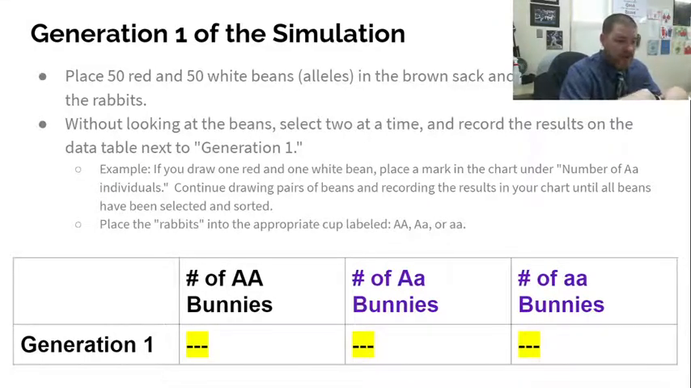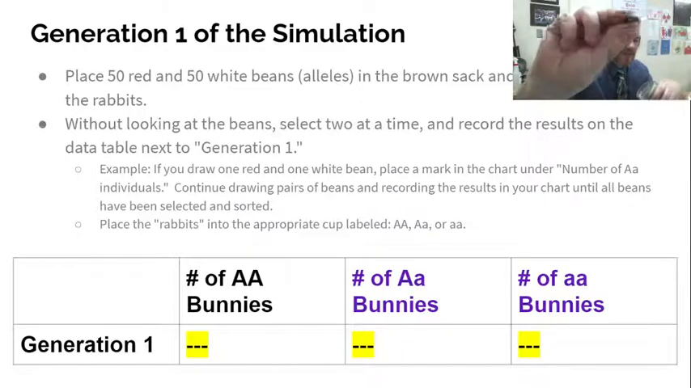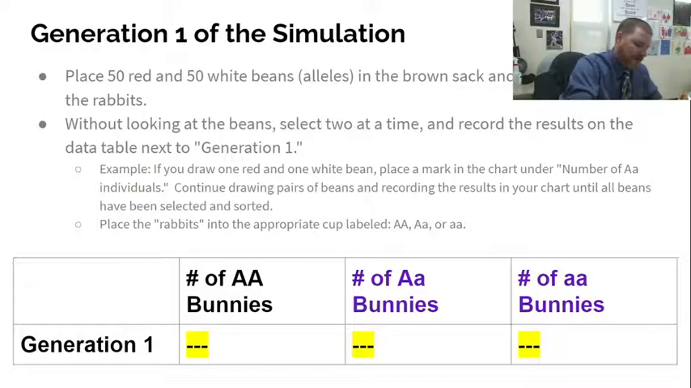Without looking, you're going to draw 2 beans out at a time. So in this case, I got 2 reds. That's a big A. I'm going to put that in the big A cup. I'm going to draw another combination. This one's a big and a little. I would put that in the big and little cup. And for the last one, I'm going to force this to happen. You'd be doing it randomly. I got 2 whites. The whites would go into little a, because those represent the furless bunnies.